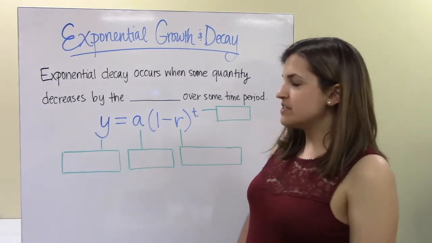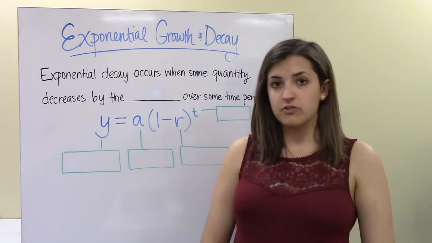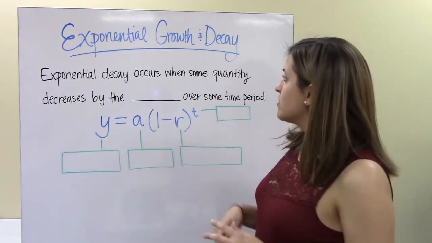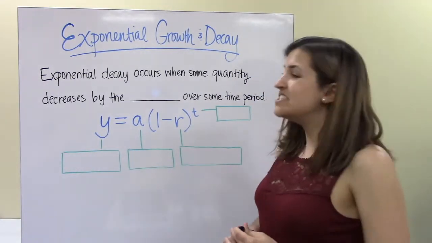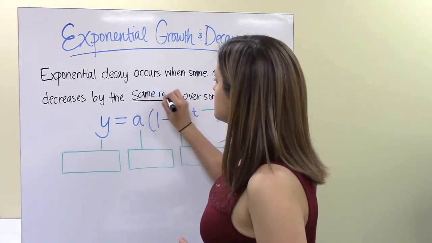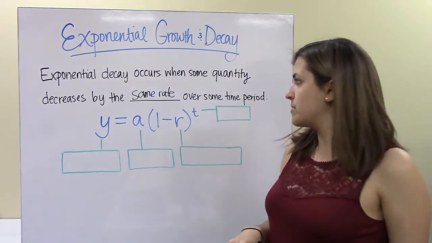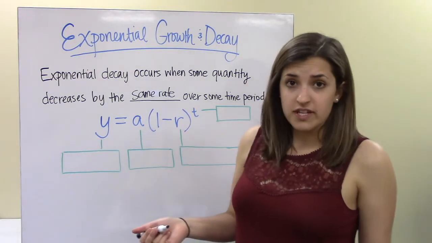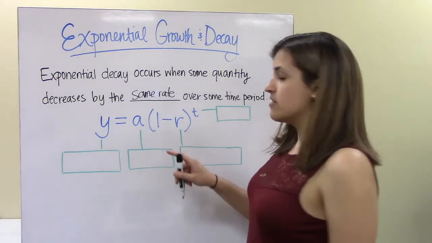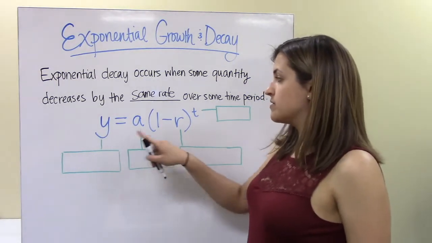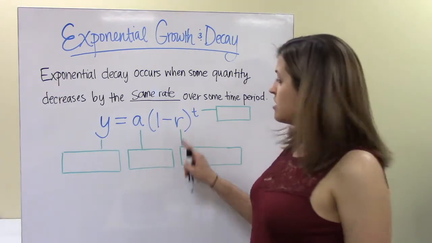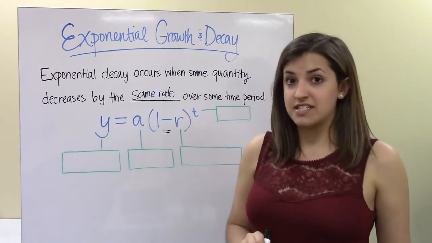Exponential decay is very similar to exponential growth, except instead of going up, we're going down. So exponential decay occurs when some quantity or some number decreases by the same rate over some time period. The general form of the equation looks so similar to the exponential growth one. There's only one small difference. We have Y equals A times 1 minus R to the T. So this minus is the thing that's different.